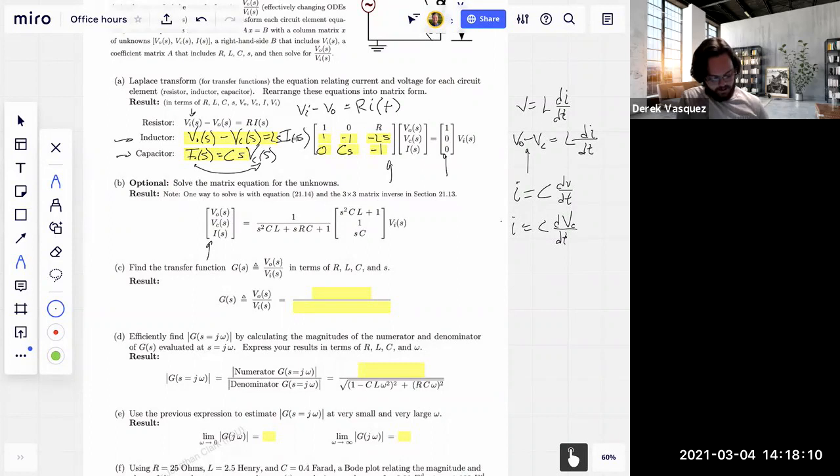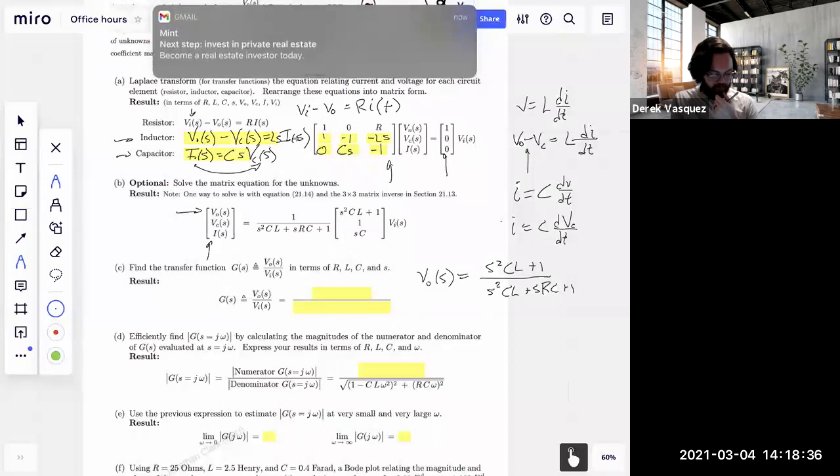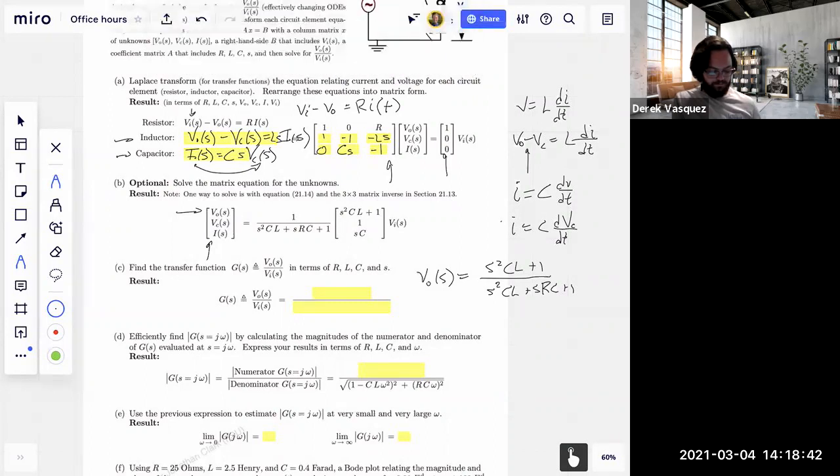over VI of s. And so for that, we're going to use the first row of this equation here. So V0 of s is going to be equal to s squared CL plus 1 over s squared CL plus sRC plus 1. And all I did is just extract out the first row of this matrix from part B. I'm sorry, so then that whole thing is multiplied by VI of s.